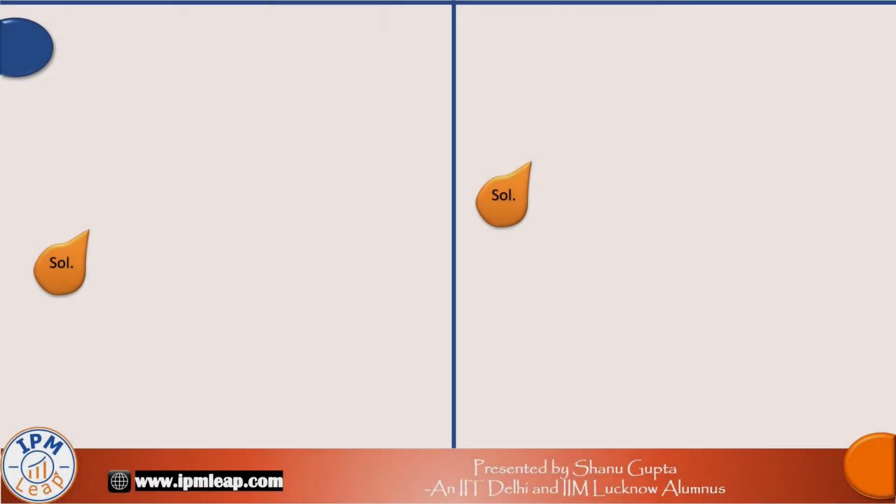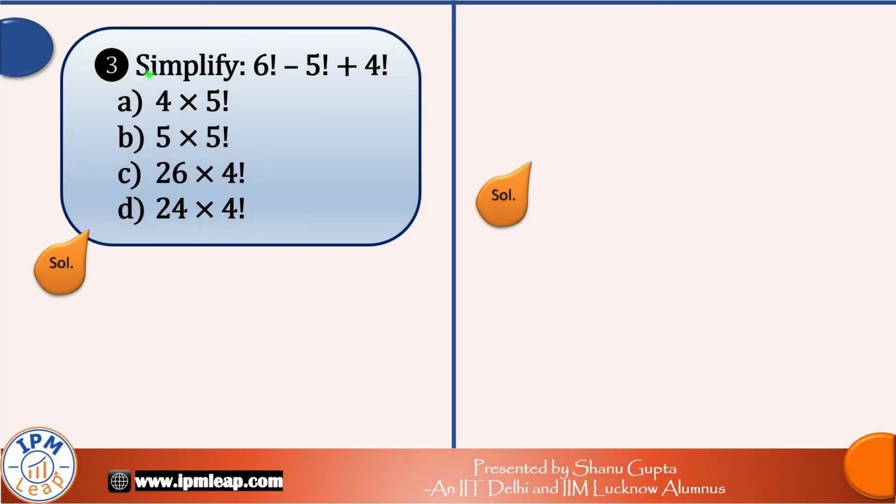Our third question is to simplify 6 factorial minus 5 factorial plus 4 factorial. Again, we could have used their actual values, but we don't need to, because if you look at the options, all these options are expressed either in terms of 5 factorial or in terms of 4 factorial. So it will be better if we try and write each of these numbers in terms of a smaller factorial, say 4 factorial, which is the smallest out of the three.